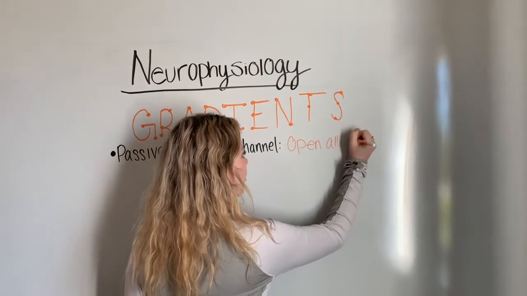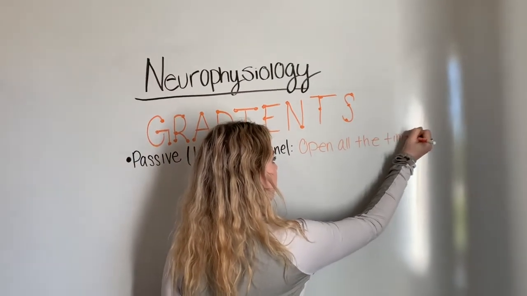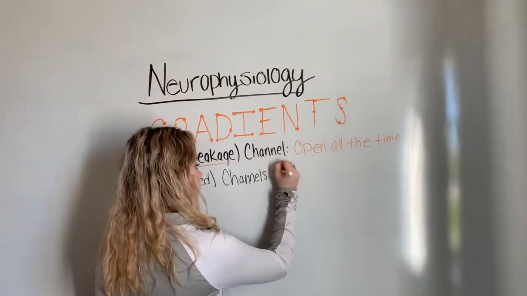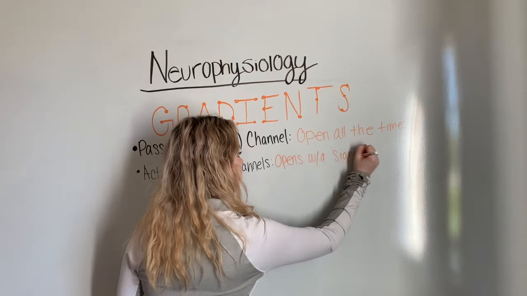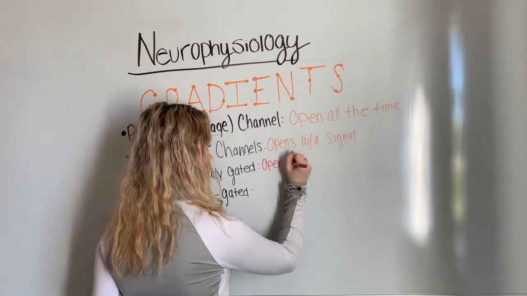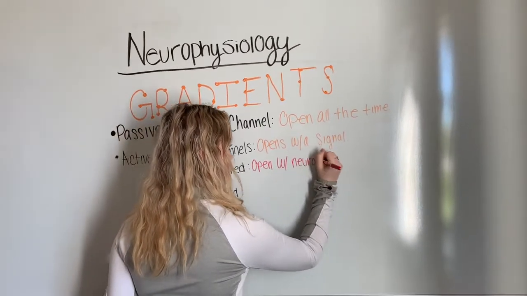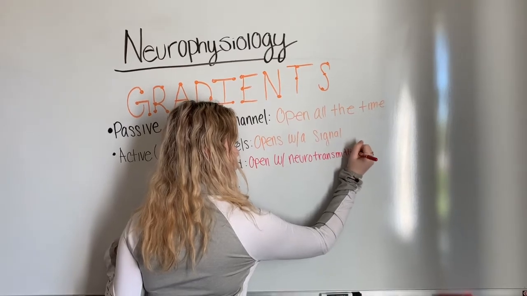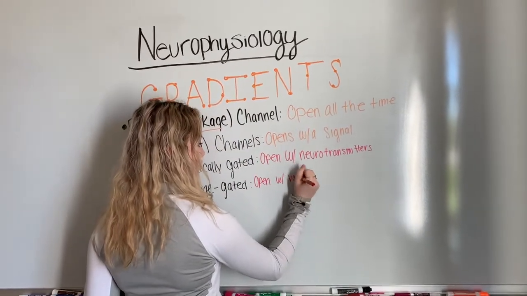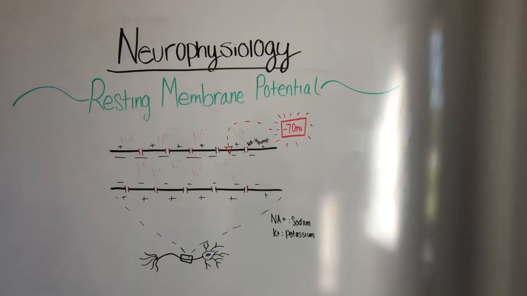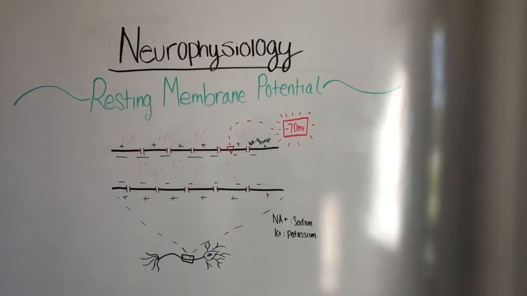Now moving on to electrochemical gradients. First, there are passive leakage channels, which are open 24/7 and allow things to flow through. Next, there are active gated channels, which open with a signal. The two types of gated channels are the chemically gated, which are in dendrites and cell body, and open with neurotransmitters, and the voltage gated, which are in the axon and open with a shock.